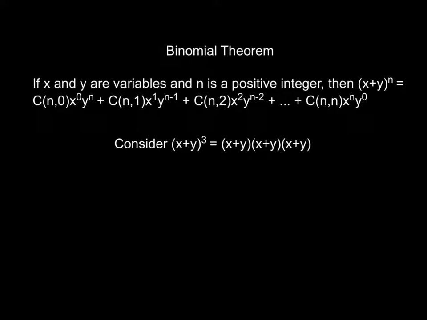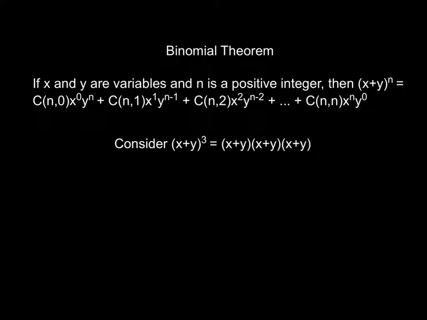So the binomial theorem: if x and y are variables and n is a positive integer, then (x plus y) raised to the n is equal to n choose 0, x to the 0, y to the n, plus n choose 1, x to the 1, y to the n minus 1, plus n choose 2, x squared, y to the n minus 2, and so on. One thing to notice right away is the exponents in the x and y always add up to n. So the 2 plus the n minus 2 will add to n.